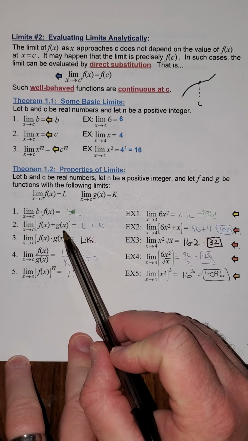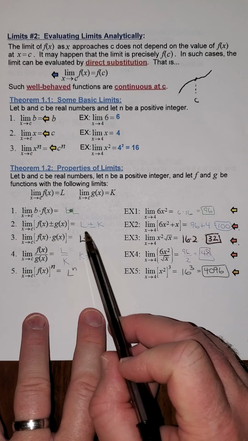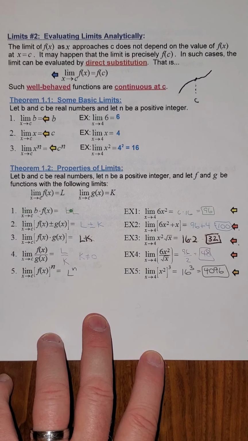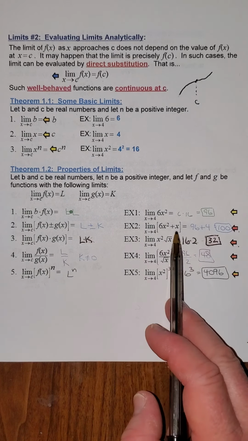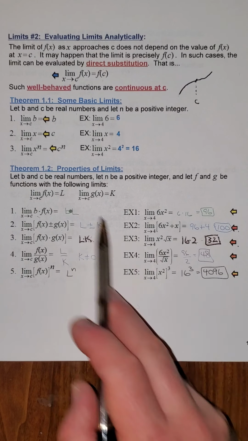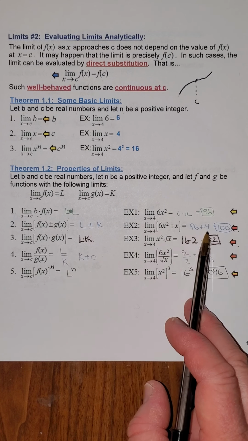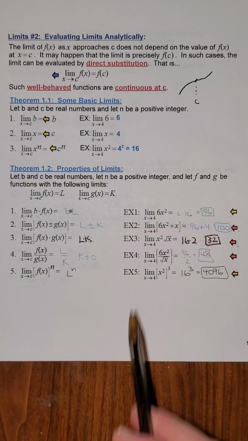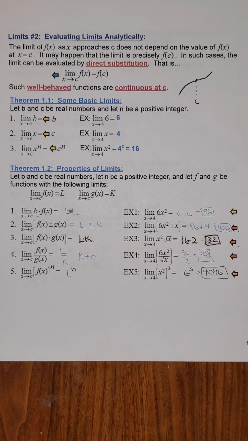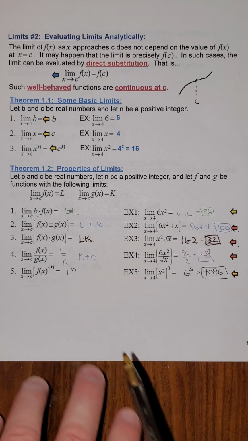If you add functions or even subtract functions, you can add or subtract their limits. So the limit of 6x squared we just found out was 96. The limit of x as x approaches 4 would be 4. So we can take 96 plus 4. It's 100. You're going to see in a lot of these problems I'm using limits we've used previously on the page, and maybe a few new ones.